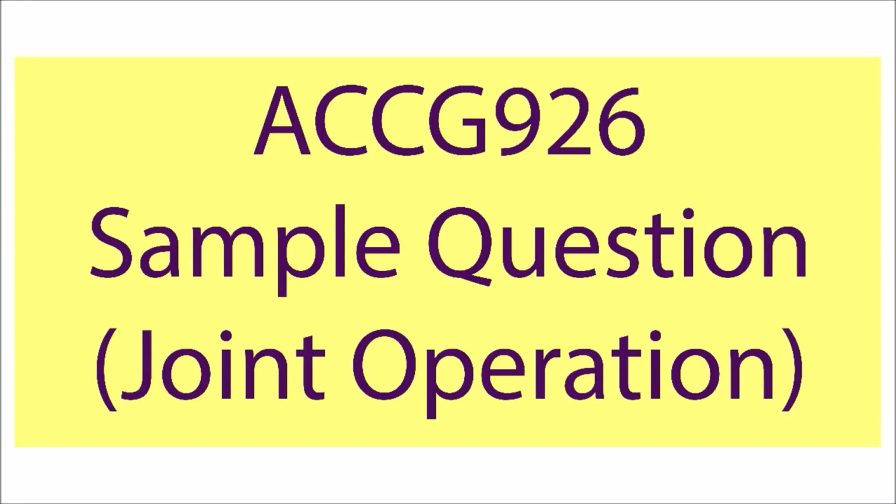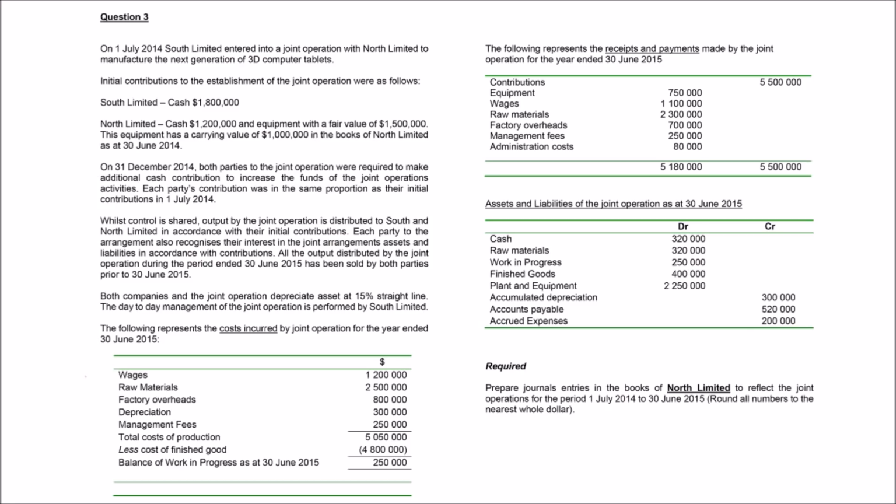So we are going to look at a question on joint operation. In a joint operation question, as you know, there are two parties. So the important thing is to look at the end of the question to see which party they are referring to. If we go to the end of the question, you can see that they ask you to prepare journal entry in the books of North Limited. So keep that in mind when you prepare the journals, you are preparing the journals for North Limited.